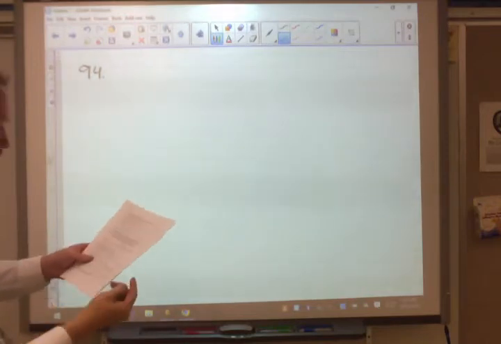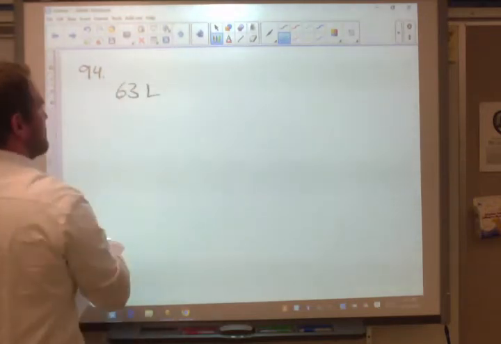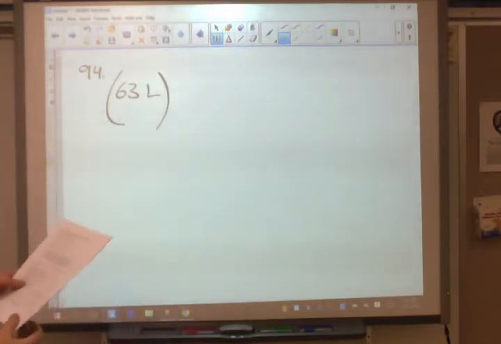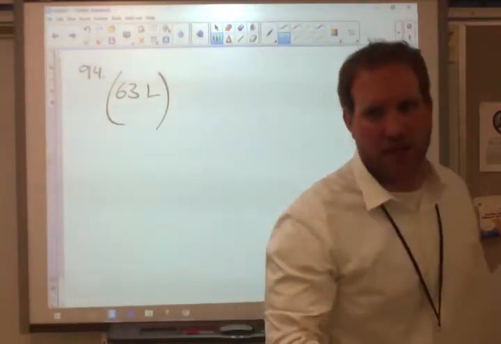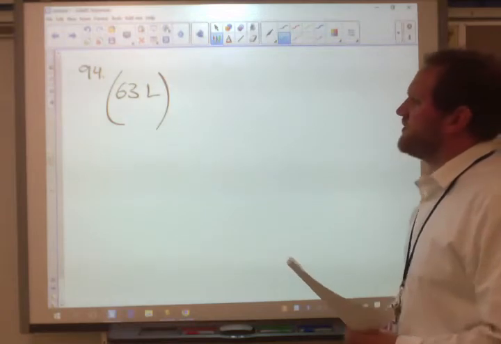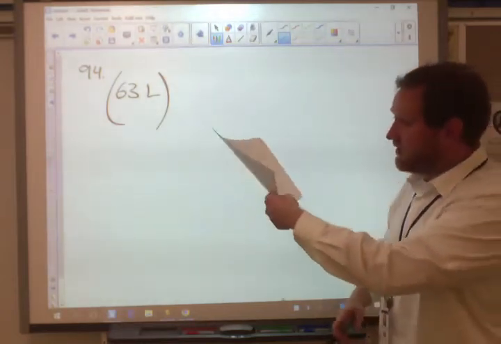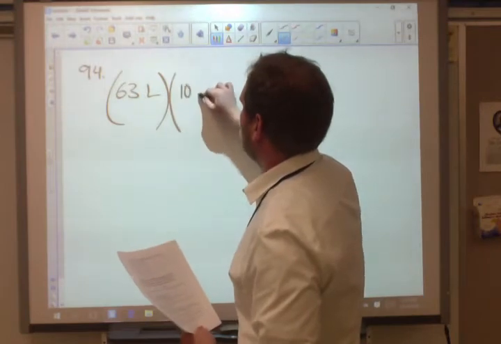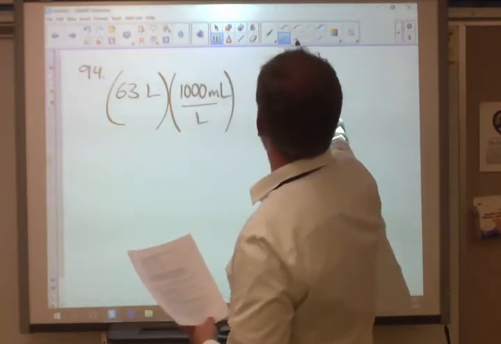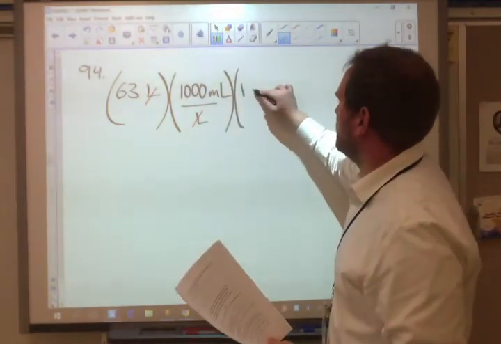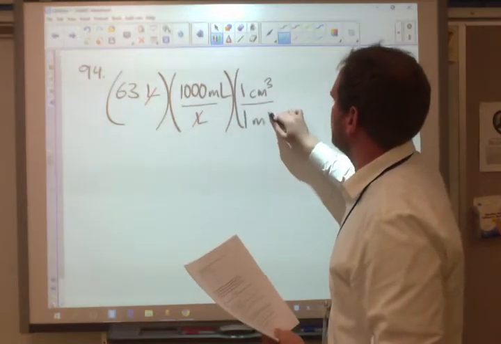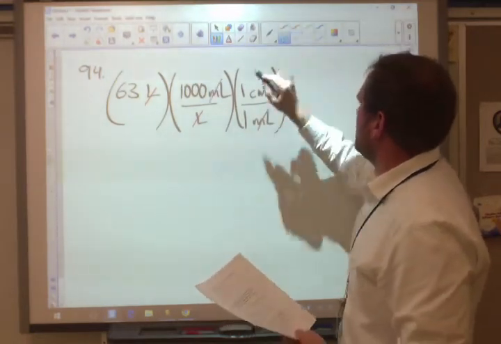Okay. 94. Convert 63 liters into cubic meters. All right, so I'm going to take a liquid volume unit and convert it into a cubic length unit. My conversion factor to do this is going to be 1 centimeter cubed equals 1 milliliter. That's something we focused on early on in the year. So I'm going to need to take my liters down into milliliters. So this is going to be times 1,000 milliliters per liter. Cancel, cancel. That gets me milliliters. And now since 1 centimeter cubed equals 1 milliliter, I can go like this. Cancel, cancel. Now I have centimeters cubed.